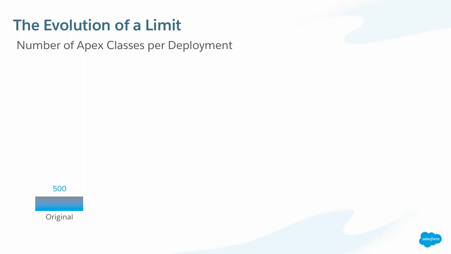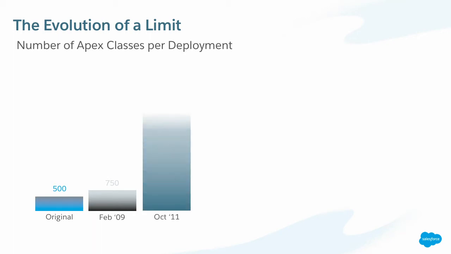For example, if we look at the number of Apex classes that we had per deployment, originally we started off with 500. Now, by the time we got to February of 2009, we'd increased that to 750. Okay, it's moderate, it's a step in the right direction. By the time we got to October of 2011, we went up to 5,000. So, okay, that's a big change, but it still wasn't enough.